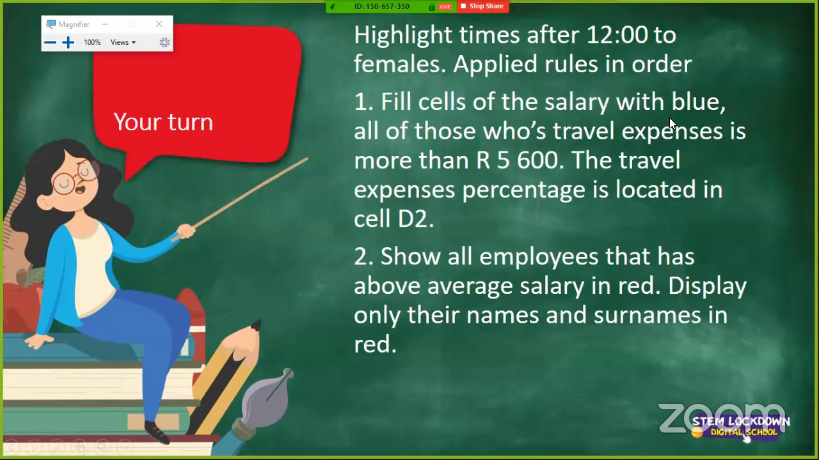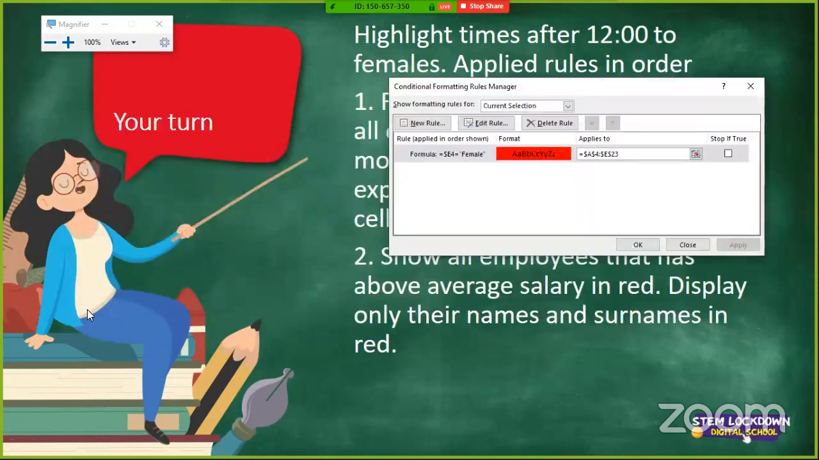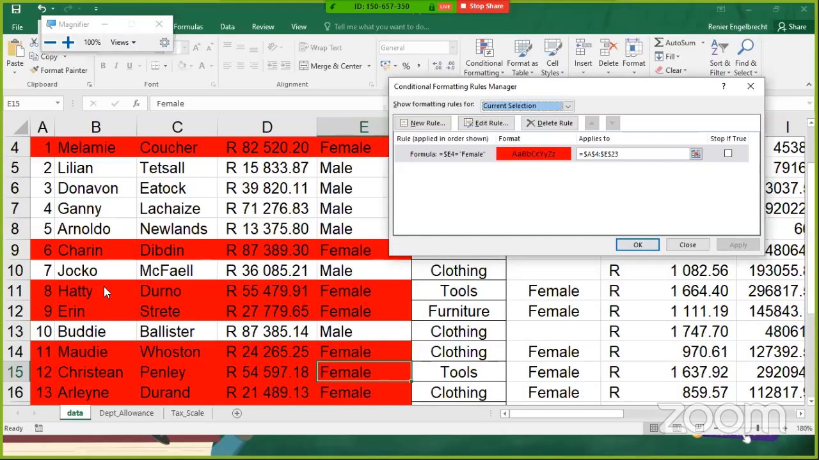Fill the cells of the salary with blue, of all of those whose travel expenses is more than 5,600. The travel expenses percentage is located in cell D2. So it's quite a few things that we have to do. Let's go. I'm going to read it to you as we go on. There we go. That's what I want to do. So I'm just going to delete this rule for now.